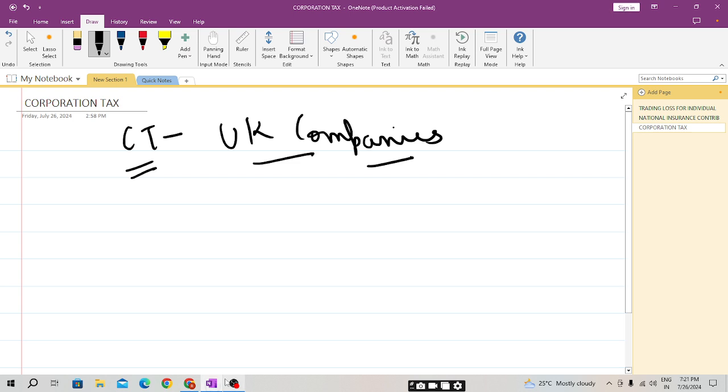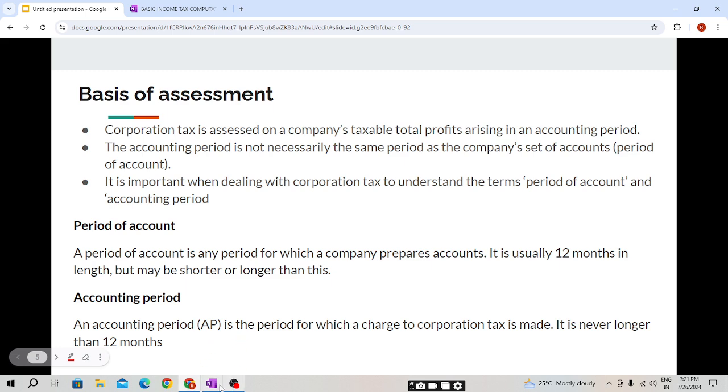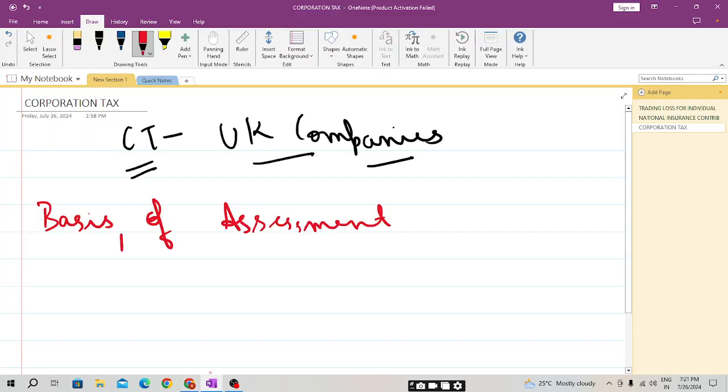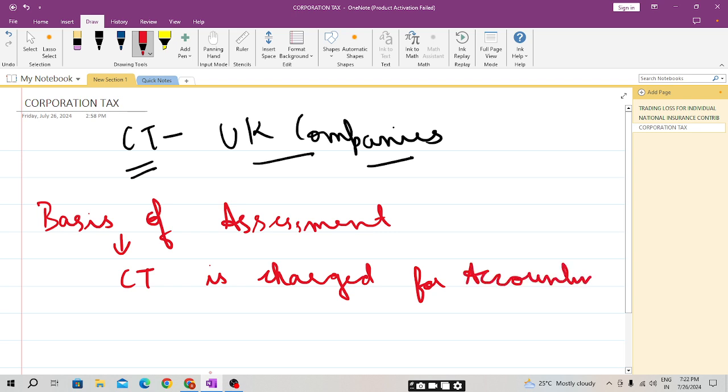So students, till now we have studied the basis of assessment for companies. That is, the corporation tax is charged for the accounting period.